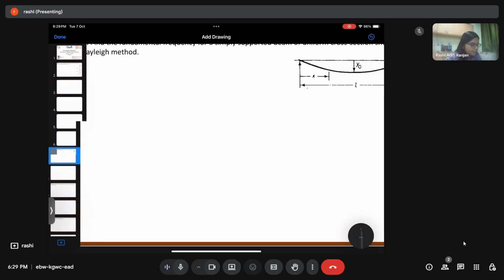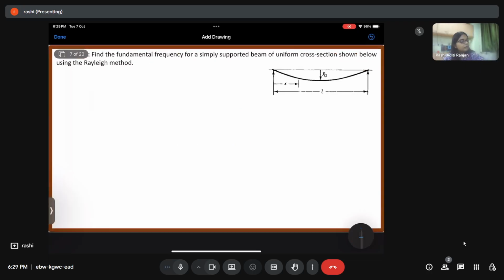Now coming on to question number 2, where we have to find the fundamental frequency for a simply supported beam of uniform cross section shown below, using the Rayleigh method again. The Rayleigh method is all about equating the maximum kinetic energy to the maximum potential energy. Earlier we were evaluating a simple spring mass system. Here we have to evaluate a beam, which is a continuous system.